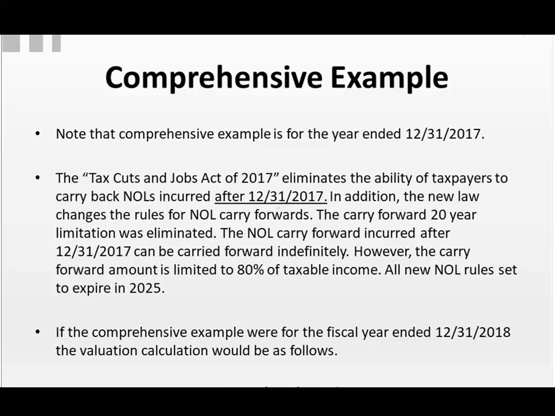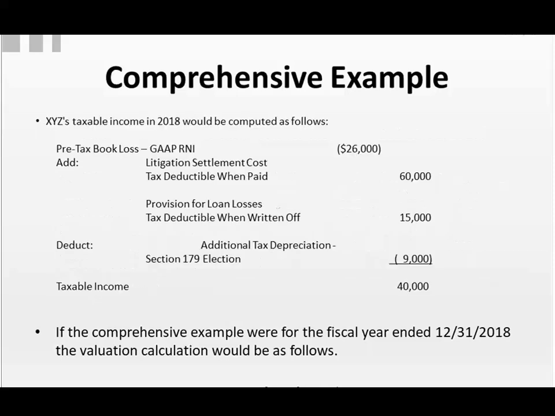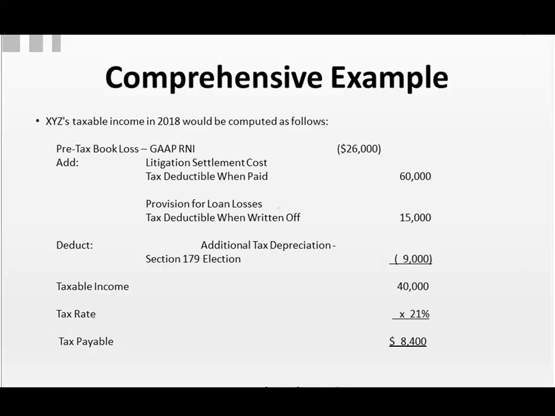Well, if I change the example we just went over and say, let's make believe we started on 12/31/18, right? So if this comprehensive example is for the fiscal year 18, the valuation calculation would change a little bit and we get entirely different numbers. So let's see if we can walk it through. We'd still have the same worksheet that says take the reported net income, which is a loss of $26,000, and say how did we reconcile that to taxable income? Well, we still get to the taxable income of $40,000. Add back the $60,000 litigation settlement cost, which you cannot deduct yet.